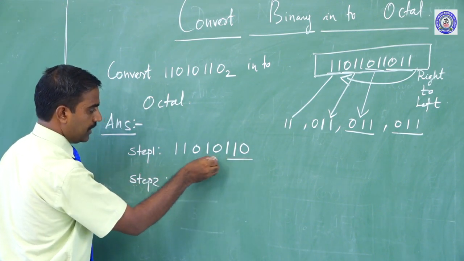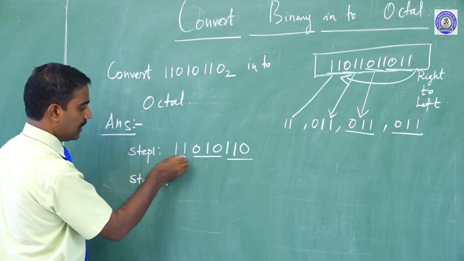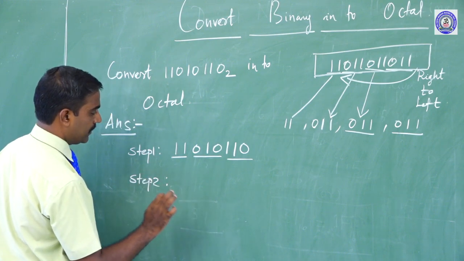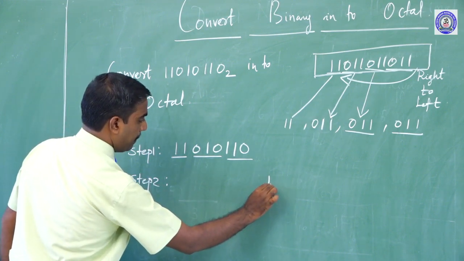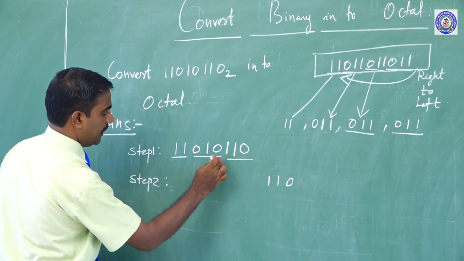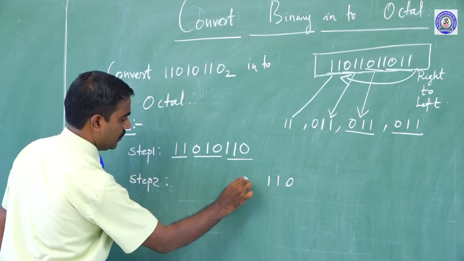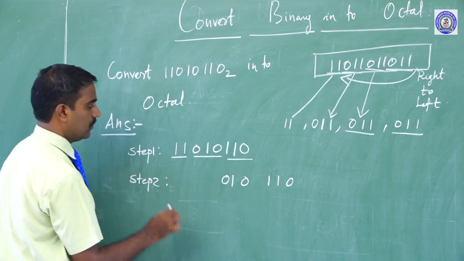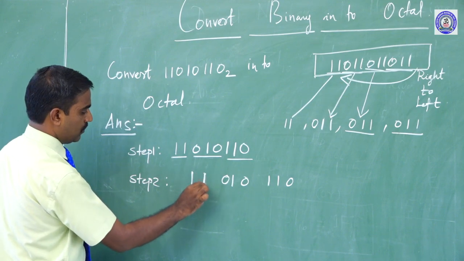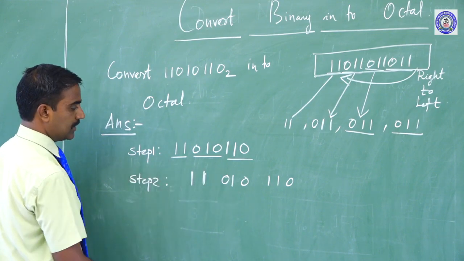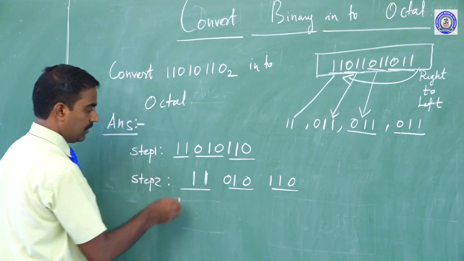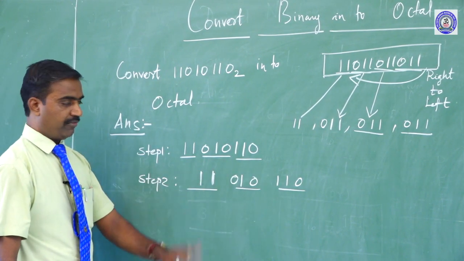3 and then 3 and then these 2. So we should write properly. I will tell you: 1 1 0, and then here 0 1 0, here 1 and then 1. Why? Because after that no number. That's why we split into 3, 1 2 3, from right to left.